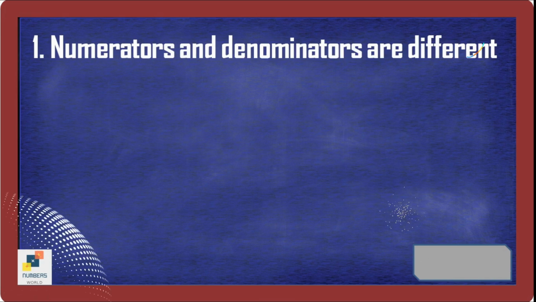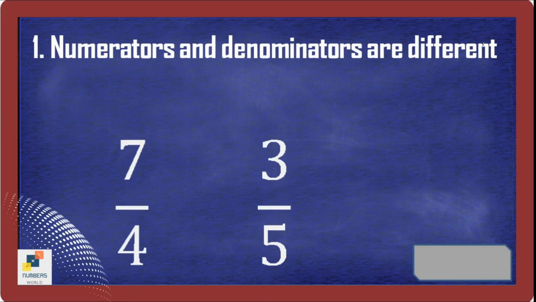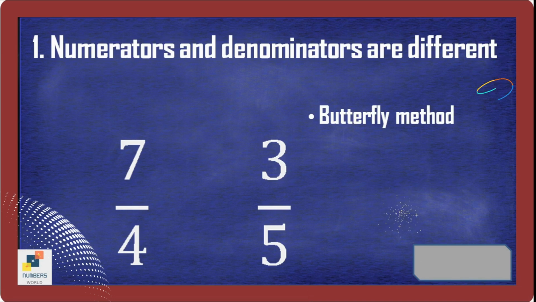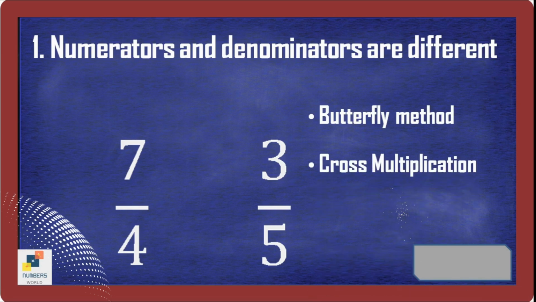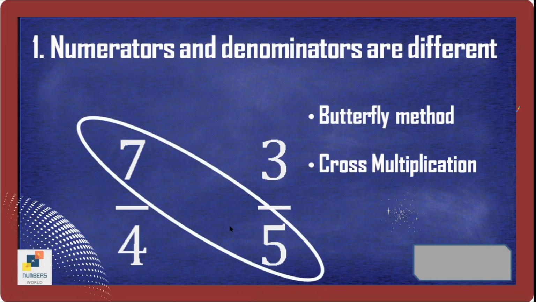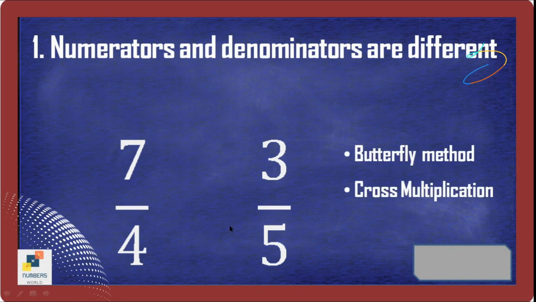So let's just discuss our first type of example in which we have two fractions with different numerators and different denominators. Here we are going to apply butterfly method. In other words, we may say that we are going to apply cross multiplication method, in which we multiply the numerator of the first fraction by the denominator of the second fraction. So we have 7 and 5, so 7 fives are 35. It's better to write your answer in a circle to avoid any mistake.